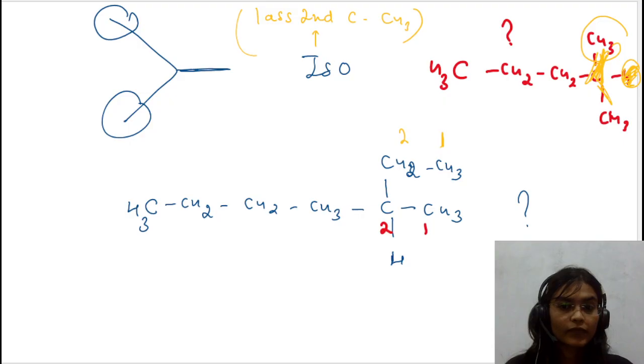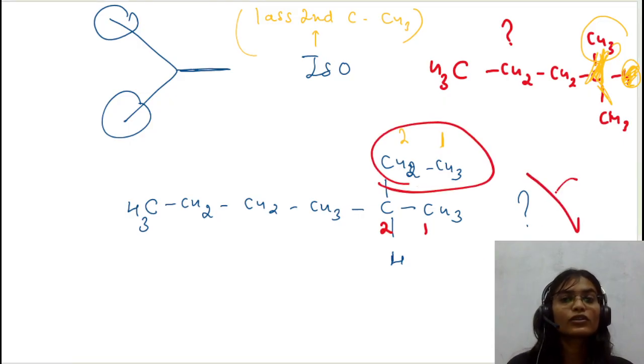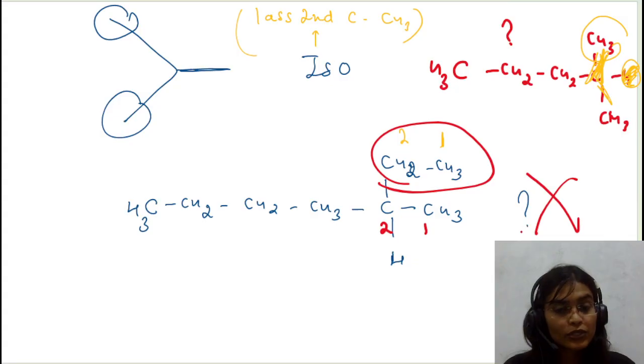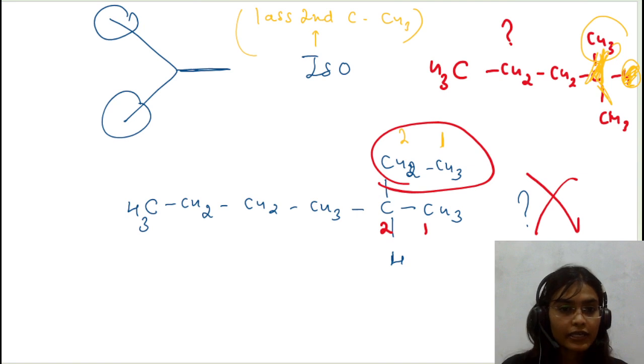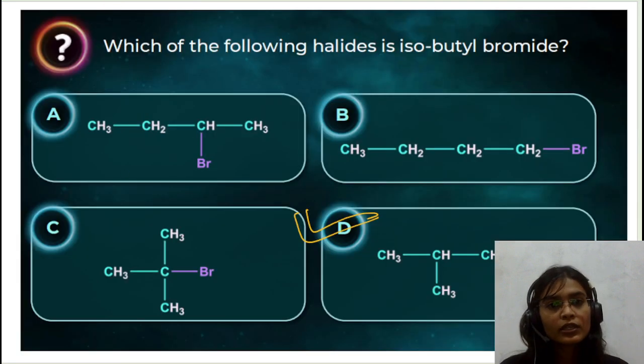If you observe this last one, this is a methyl group. So my dear, it's not iso, it's not neo, it's not anything. Iso means, please note, a terminal CH3 group has to be there. Okay, let's go back and try to answer this question.